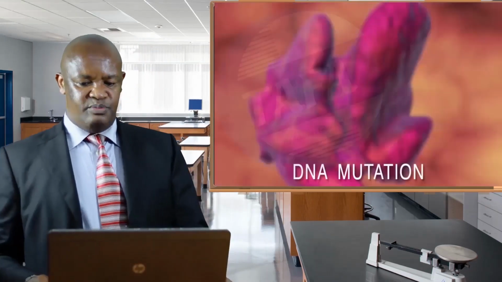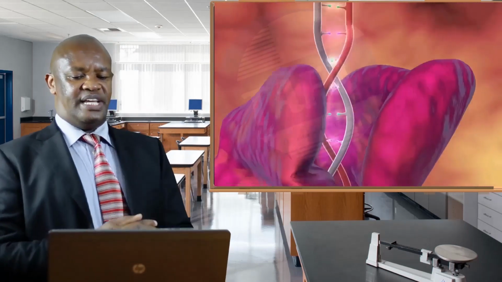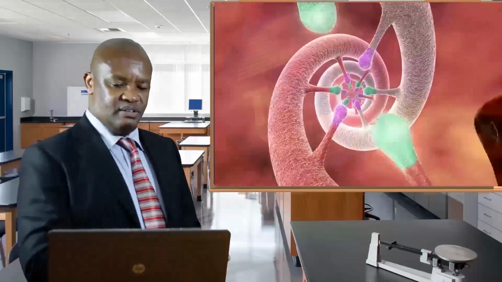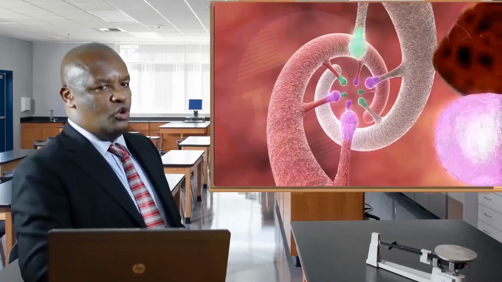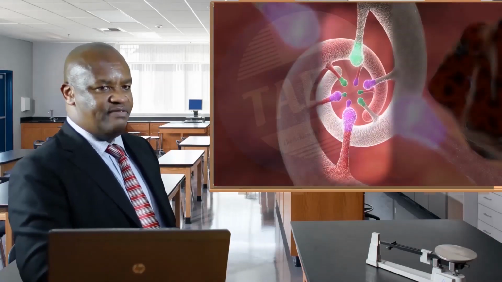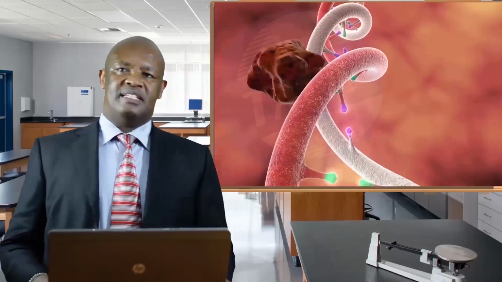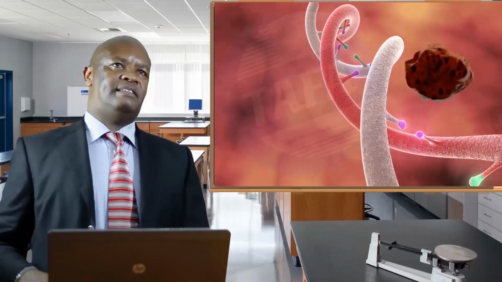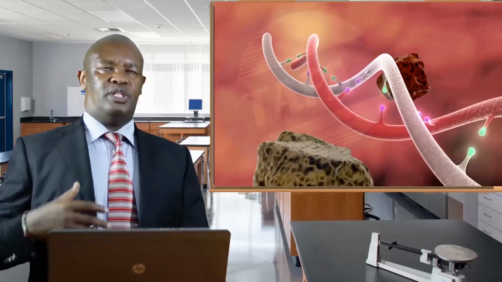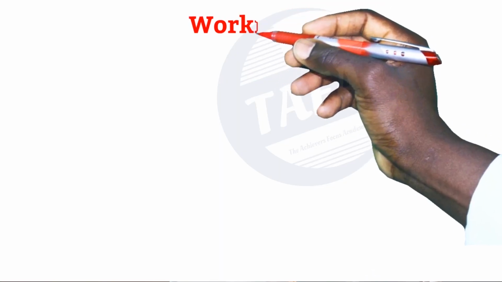Gene mutation is a change in the sequence of nucleotides in a segment of DNA. Remember, we know what DNA is. We have already discussed it. So you know that DNA is a molecule which is composed of the various genes that determine traits.